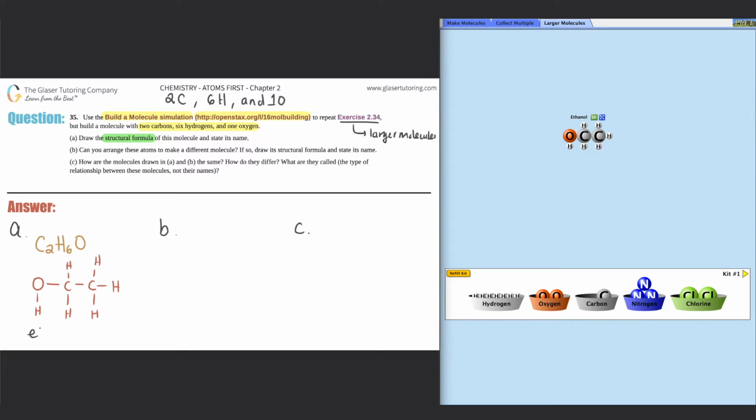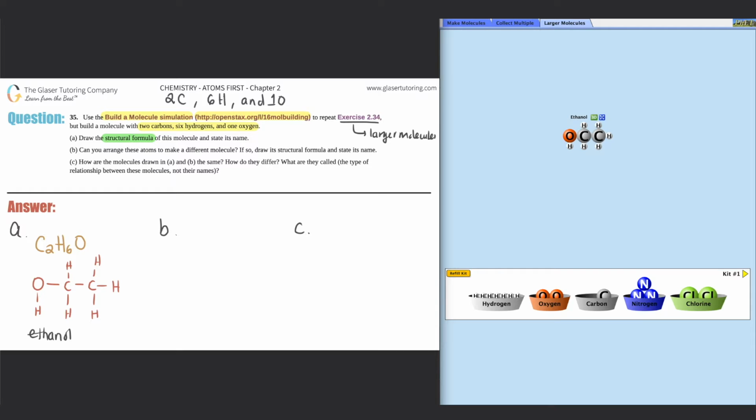This is actually what drinking alcohol is made out of, for everyone that is over 21. All right, so this is ethanol, drinking alcohol, C2H6O1. And that's basically what we had to do for this one. We just had to draw the structural formula of this molecule and state its name.